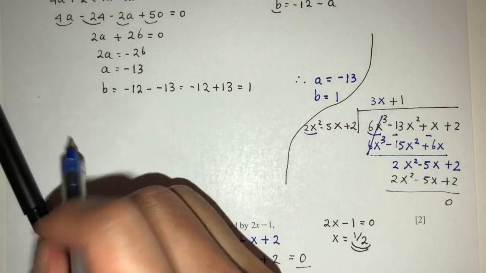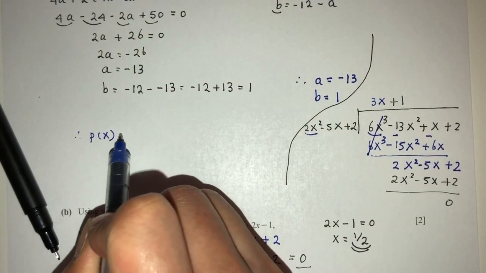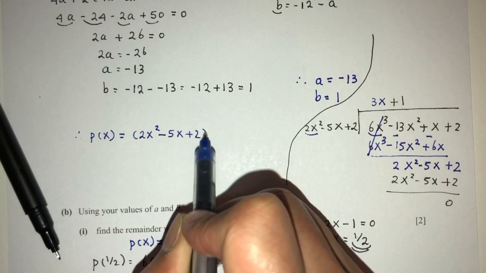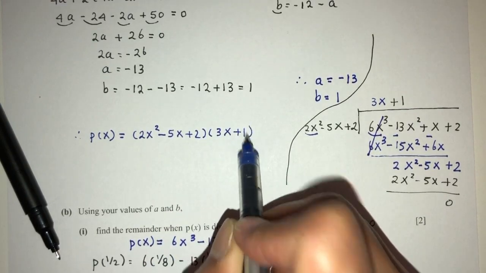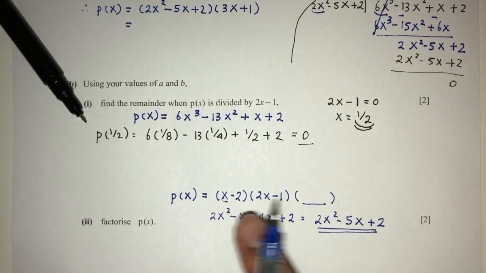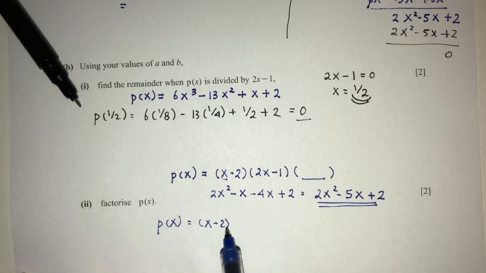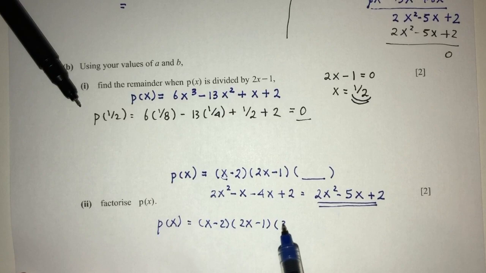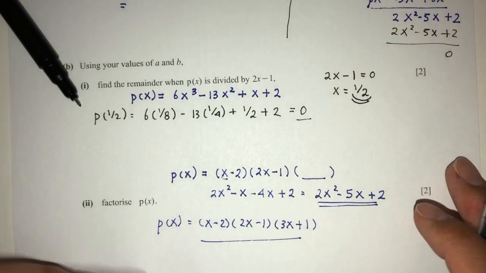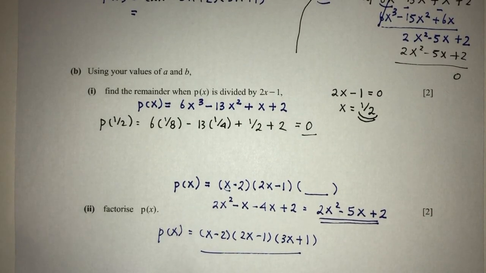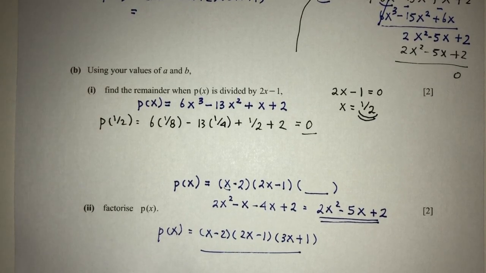So now based on that, we know that p of x is actually 2x squared, this one plus 2 times 3x plus 1. Now factorize completely, as you have seen here, it will be this. So it will be p of x is equal to x minus 2 times 2x minus 1 times 3x plus 1. That will be the complete factorization of p of x. Again, whenever you have to work with cubic curves, you have to kind of expect to do long division. It is a hint, doing long division for cubic curve should be coming to your mind when doing those questions.